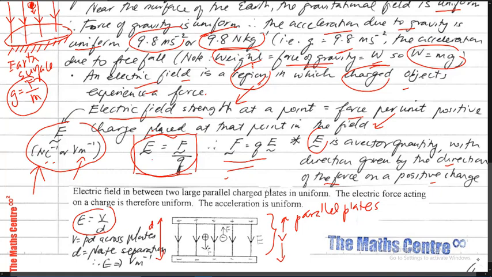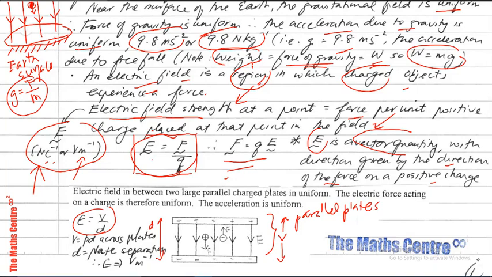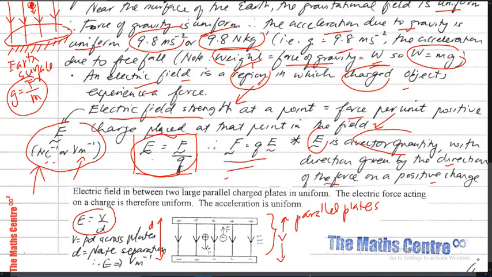Again, before we leave this, electric field strength is a vector quantity with direction given by the direction of the force on a positive charge. Just to draw a parallel between gravitational field strength and electric field strength, remember this is your gravitational field strength, force per unit mass.